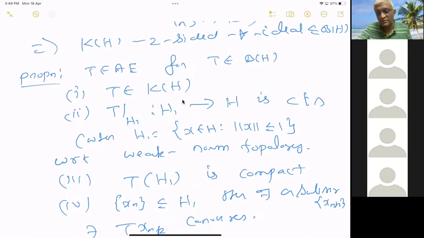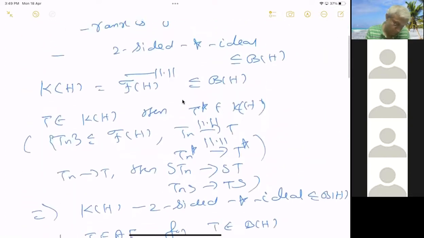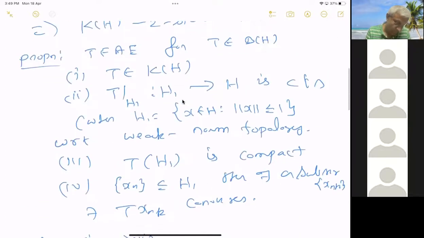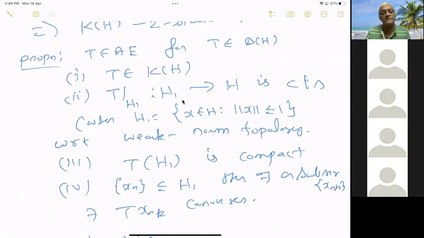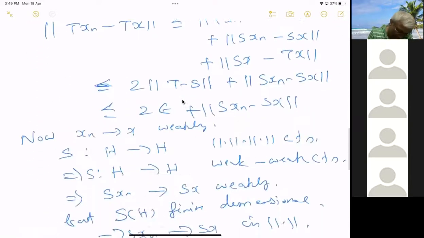We can ask any question. So these are the 4 things. T is a compact operator, then T is continuous with respect to the weak and norm topologies, and then we want to prove T of H1 is compact. That is clear.